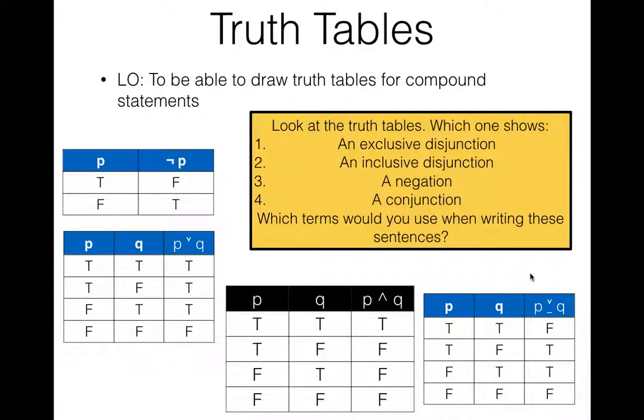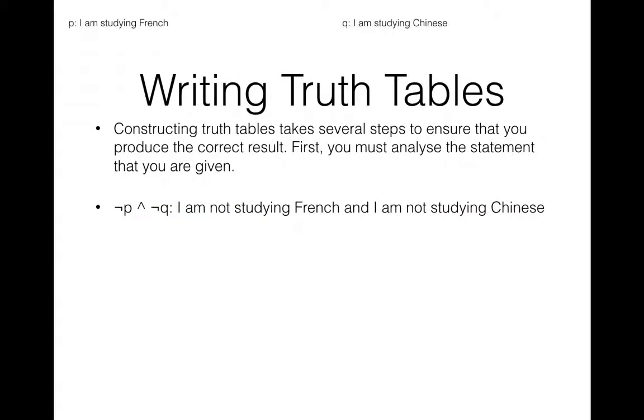Okay, so I said to you last lesson we're going to be using these a lot more. So let's have a look at how we're going to use them. When you come to construct a more complicated truth table, it takes several steps, and we use these ones that we've learnt to construct the more complicated truth tables. So the first thing you need to do is analyse the statement that you're given, and this is why I was asking you to practice these statements here and what they mean.